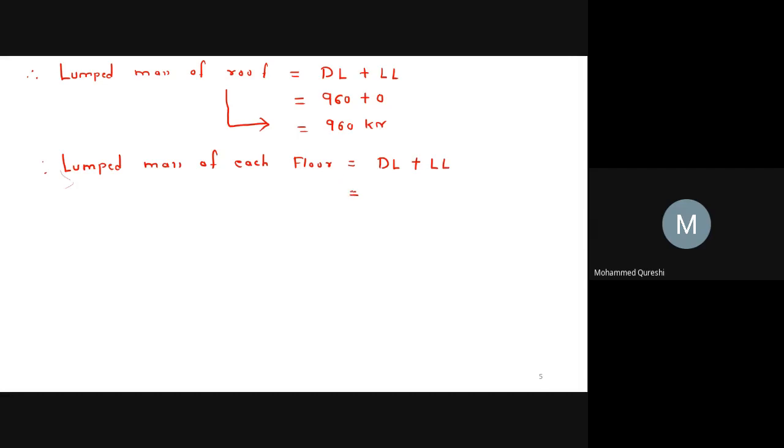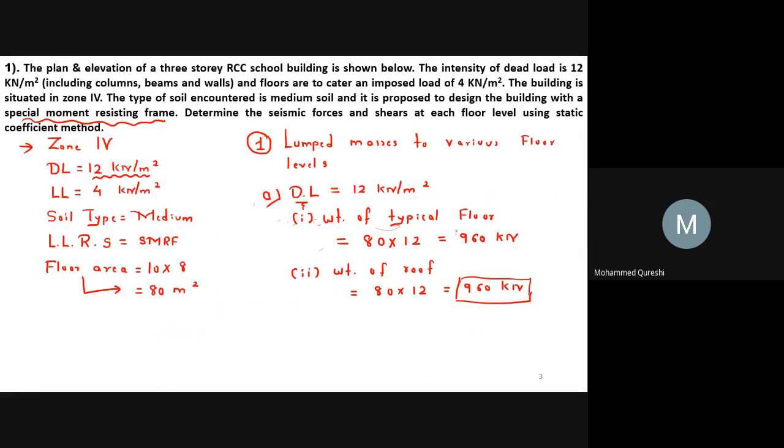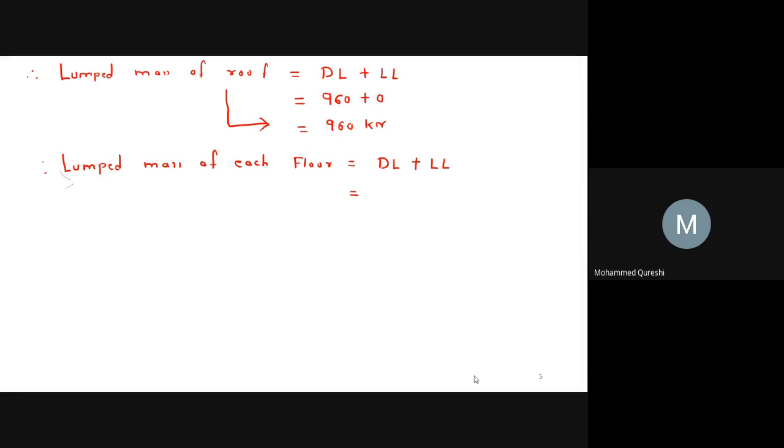So for each floor we get the data in case of dead load as 960 kilonewton, and in case of live load we get 160 kilonewton. So here lumped mass of each floor will be 960 plus 160 equals 1120 kilonewton. So we achieved both lump mass of roof as well as for individual floor.